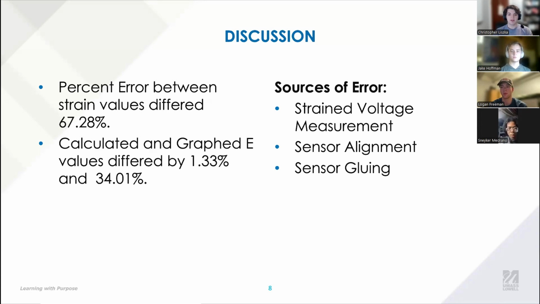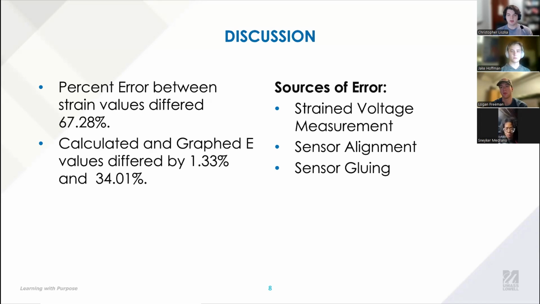In part B, the calculated and graphed Young's modulus differed by 1.33% and 34% from the theoretical Young's modulus we got from the engineering toolbox online. These are pretty good values, all things considered. It definitely wasn't perfect. There were some errors.